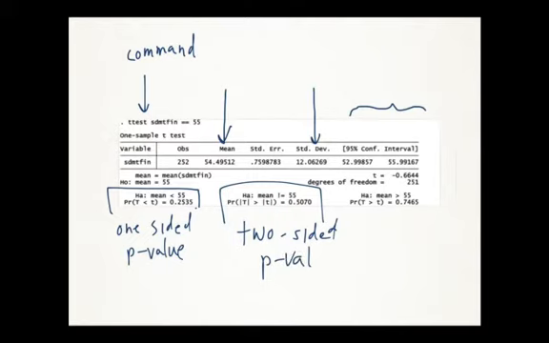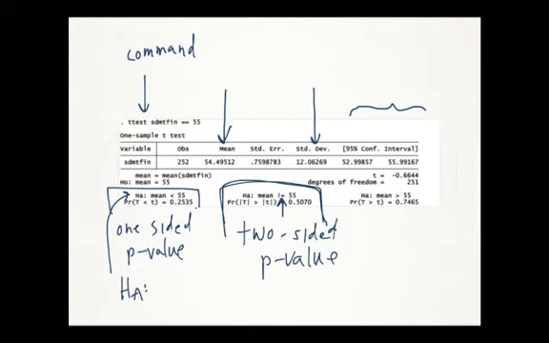How did I know that? I knew that because of the alternative hypotheses. Remember HA, which is what's written here, is the alternative hypothesis. Here, the alternative hypothesis that they've written is that the mean is less than 55. Okay? So if my alternative is that the mean is less than 55, I'm working with a one-sided test. Whereas here, this exclamation point means not. So the alternative hypothesis here is that the mean is not equal to 55.